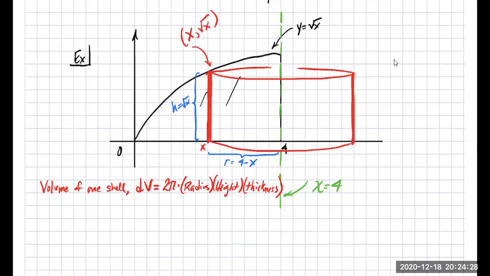Okay? And then finally, the thickness of it, well, that's going to be dx. Okay, remember the thickness of the width of the rectangle is going to become the thickness of this shell. Okay, and if the width was dx, then the thickness is going to be dx. All right, so let's put this all together then.